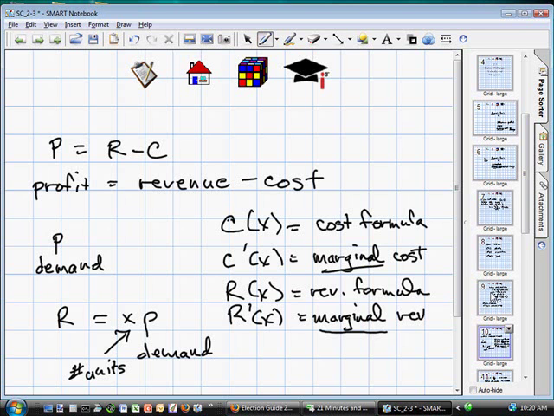Then I want to make sure and talk about this. I'm not quite sure why business uses the letters they do, but this is standard in business. Capital P is profit. They use a small p to represent demand. And this is a very important equation that relates demand back to revenue. Revenue equals X times P, and X is how many units you sell.